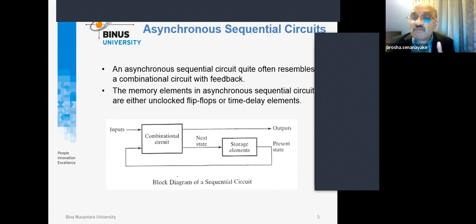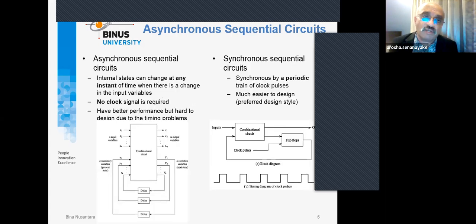So any output to be produced depends not solely on inputs but also on the so-called present state. Depending on what the present state is, the next state will be produced until you get the final output. That's the key point of asynchronous sequential circuits.